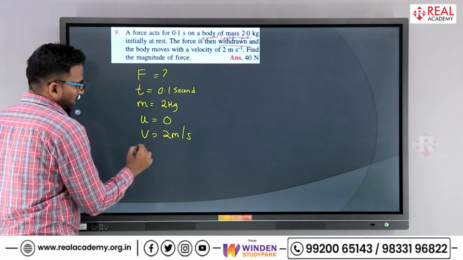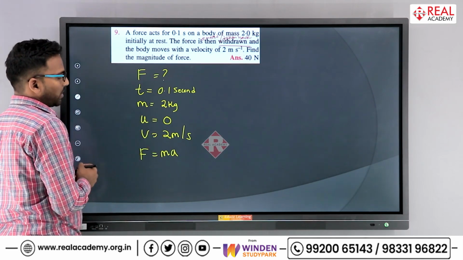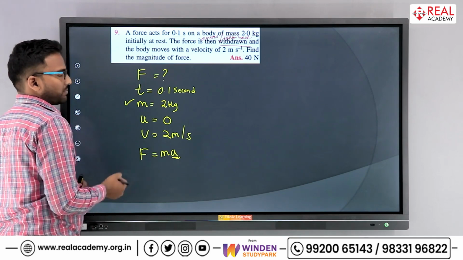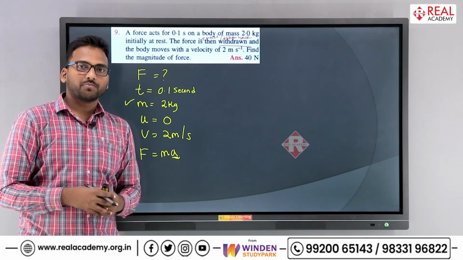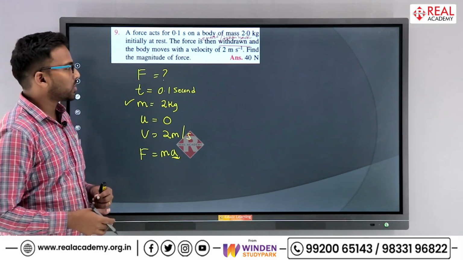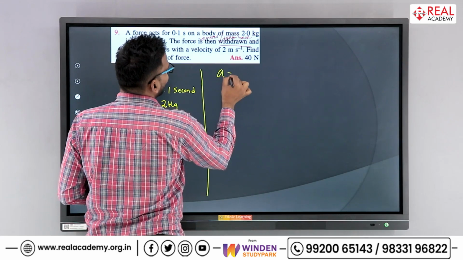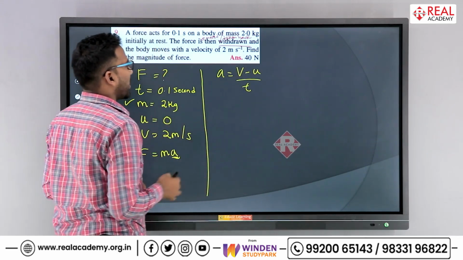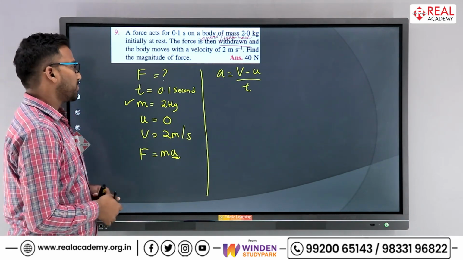So we know by Newton's second law of motion, F is equal to ma, right? We do have mass, but we don't have acceleration. So how to find acceleration? Simple. Just use the kinematic equation, a is equal to (v minus u) upon t, that is final velocity minus initial velocity upon time, right?